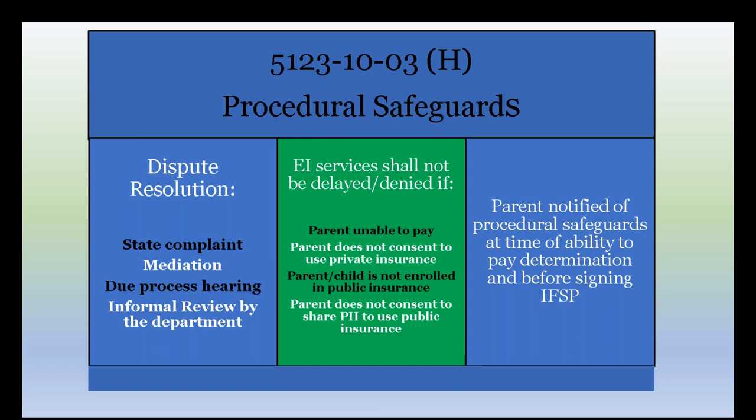So this is where I was talking about making sure that the parent has been given the SOP parent's rights brochure, and that you have walked them through this rule. You have walked through all the forms. You have given them all the information that they need to make the informed decisions that they need to make. And if at any time the parent feels like something has gone askew or they don't agree with your determination, they have the right to contest and question through the procedural safeguards rule. So always make sure that they know where that information is. And again, all this information that we talked about today is in that parent's SOP brochure.